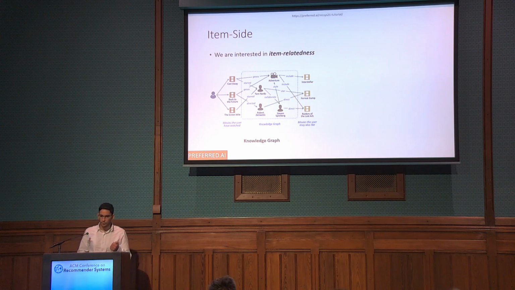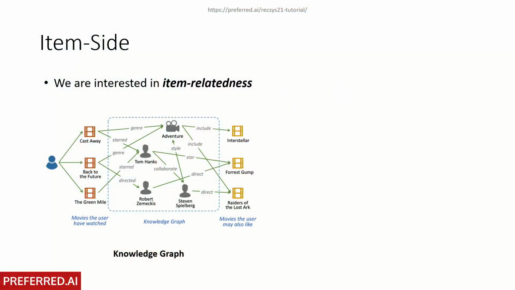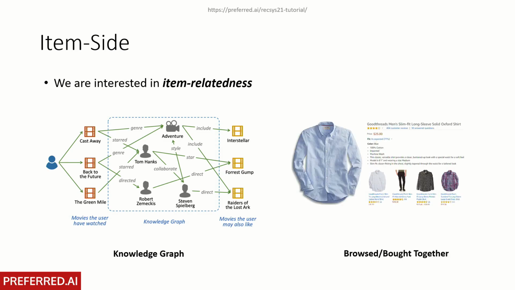And the question is, how do we capture this item relatedness? One way is knowledge graphs, and we have also heard about them in some previous presentation in this conference. Now, this is not the only way we can capture item relatedness. Another one is what Hady mentioned in the introduction: information about which items are browsed together and which items tend to be bought together. So this is information that can help us understand how items are related to one another.